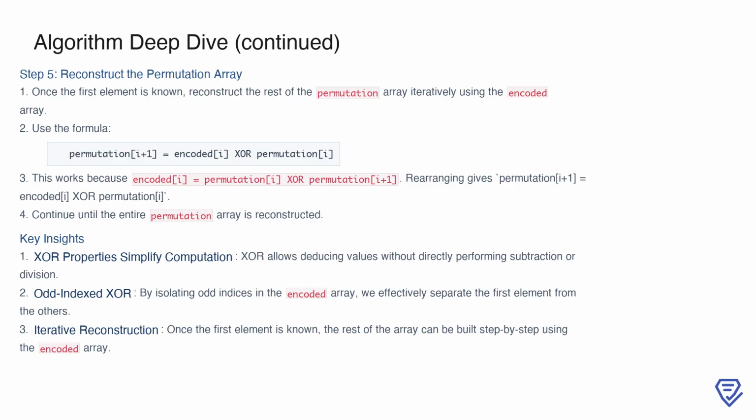Similarly, the third element is found by XORing the second element with the second value in the encoded array, and so on. This process continues iteratively until all n elements of the permutation array are reconstructed. The key insights here are the simplicity of XOR operations and the iterative nature of the reconstruction. By isolating the first element and leveraging the relationship between adjacent elements, we avoid the need for more complex operations like division or subtraction. Instead, the algorithm builds the solution step by step, directly from the given encoded array.